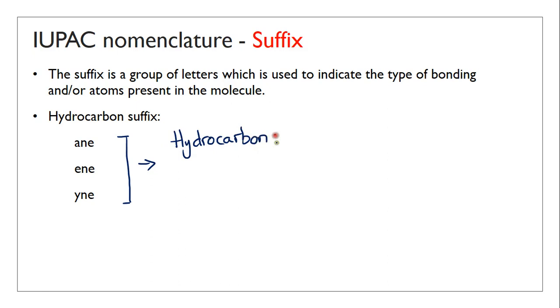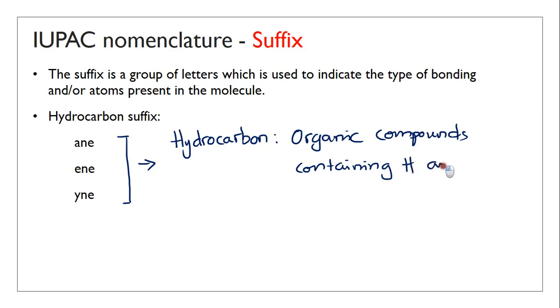Now, a hydrocarbon is an organic compound that contains only hydrogen and carbon. Duh. So, organic compound, let's write that. Organic compound containing hydrogen and carbon. Okay. So if you see these 3 suffixes, the first thing that you should get out of it is that this is a hydrocarbon, an organic compound that contains hydrogen and carbon, and there will be no other types of elements present beside carbon and hydrogen if this is a suffix.